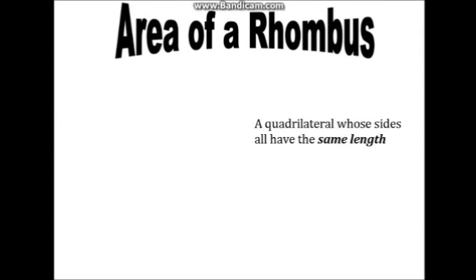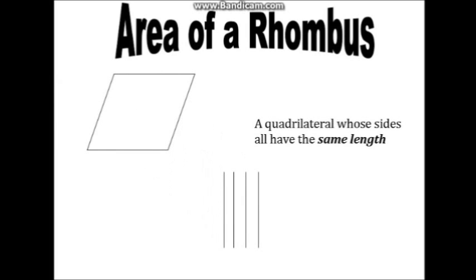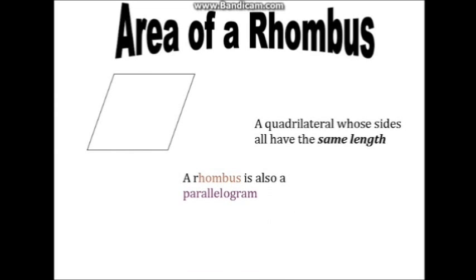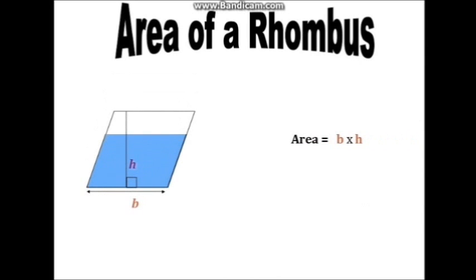Recall that a rhombus is a quadrilateral whose sides all have the same length. So this is an example of a rhombus, and you can check all four sides have the same length. Now, every rhombus is also an example of a parallelogram. To find its area, you can multiply the base and the height. Then, you'll be finding another formula for the area of a rhombus, using its diagonals.